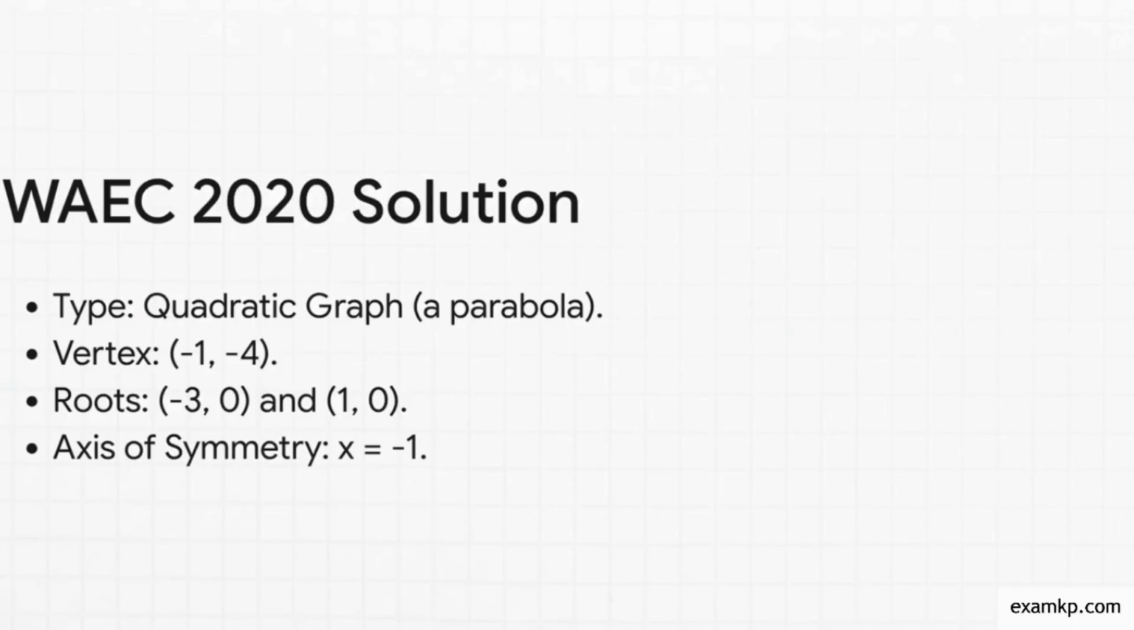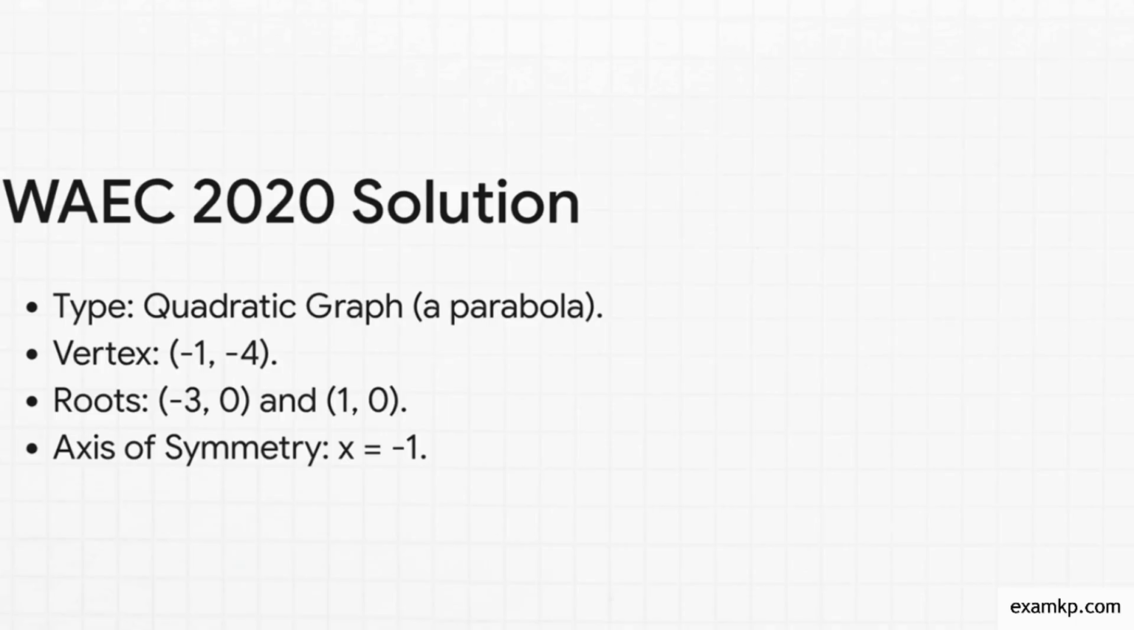After you do the calculations, you find out the vertex, that turning point, is (-1, -4). The roots, where it hits the x-axis, are at (-3, 0) and (1, 0). And you know its line of symmetry runs right through the vertex, at x equals -1. You can now perfectly picture this U-shaped curve in your head.